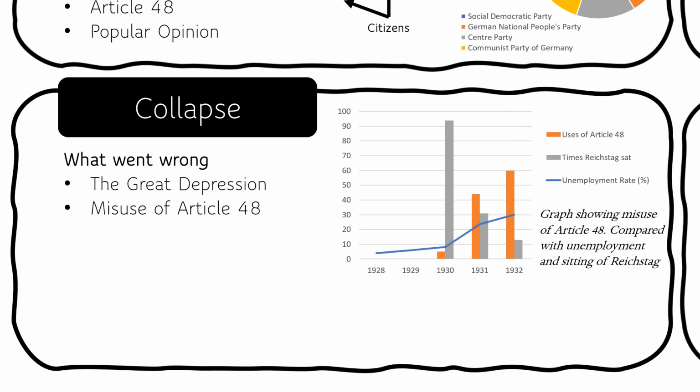When we go on to plot unemployment on this same chart, we get a further indication of the devastating impact that the Depression had on the Republic. Reaching a height of 30% unemployment in 1932, the pattern is very clear to see.